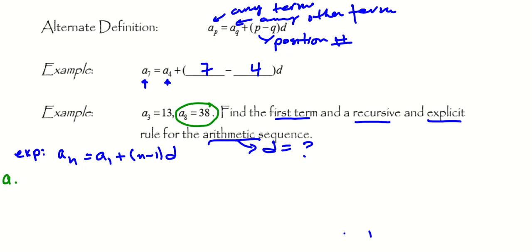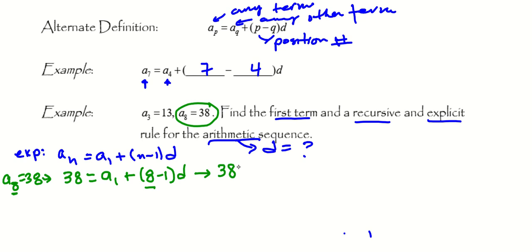So if a sub 8 equals 38, then I know that 38, the value of that term, will equal a sub 1, which I don't know, plus 8 minus 1 times d, which I don't know. I'm using 8 here because 8 is the position number of the term whose value I know. So I can simplify this, and it says that 38 is equal to a sub 1 plus 7d.